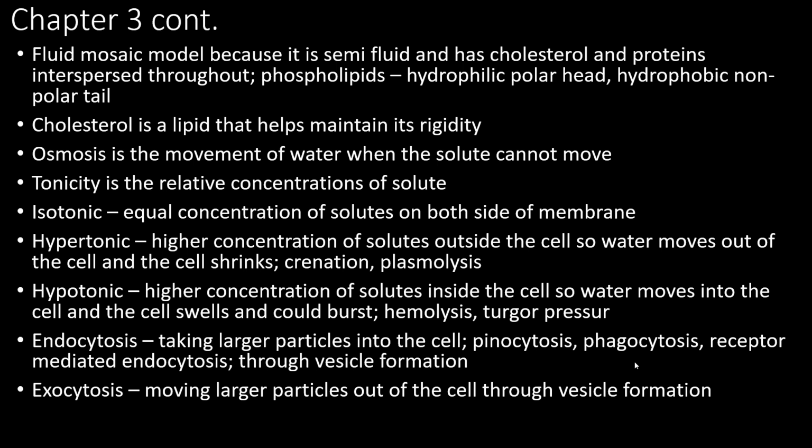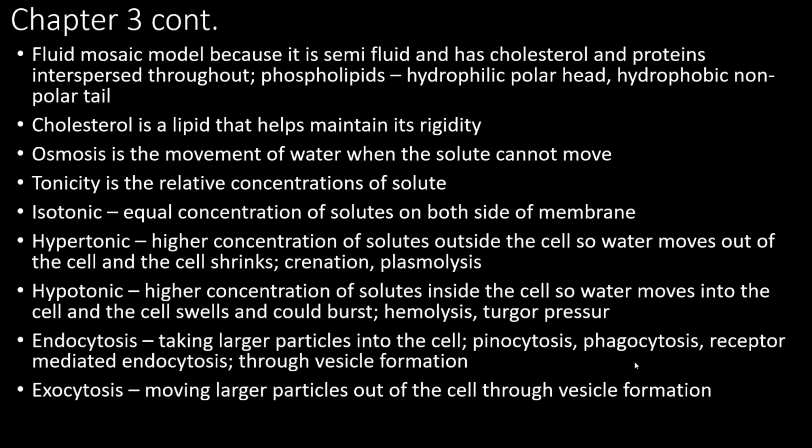Hypotonic solutions are when there's a higher concentration of solutes inside of the cell. Because of this, water moves into the cell and the cell begins to swell. The cell will eventually burst if we're talking about it being an animal cell, and we call that hemolysis. On the other hand, in plant cells, because they do have the cell wall, this just creates something that we call turgor pressure.